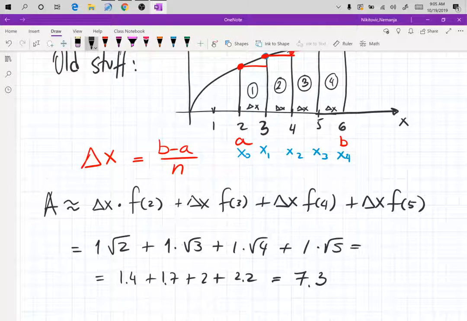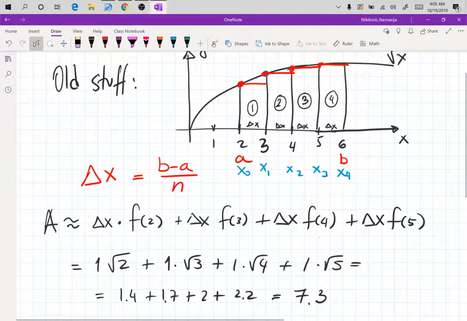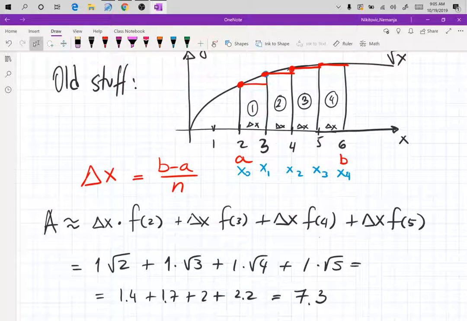Now you could have used the right sums, and if you use the right sums, obviously it is going to overshoot the area. So true area is more than 7.3. But we are approximating, so 7.3 is the approximation. Okay, so that's that part.